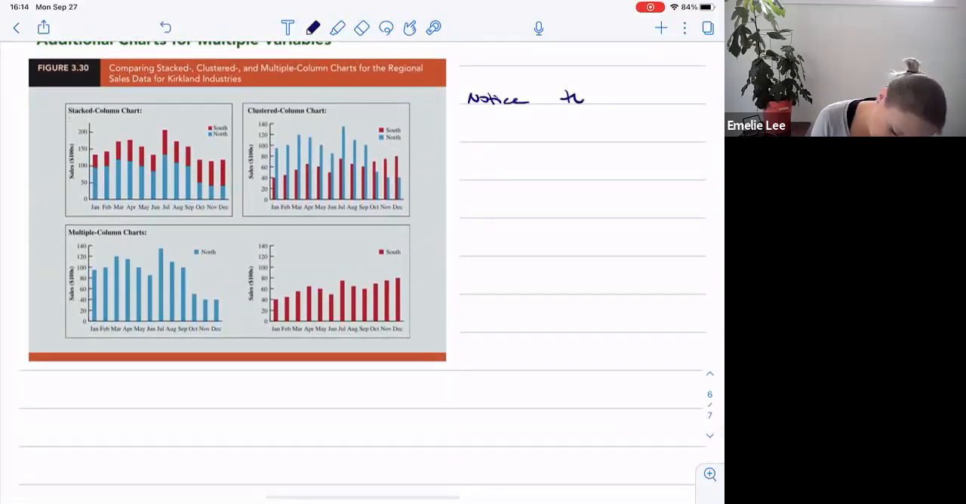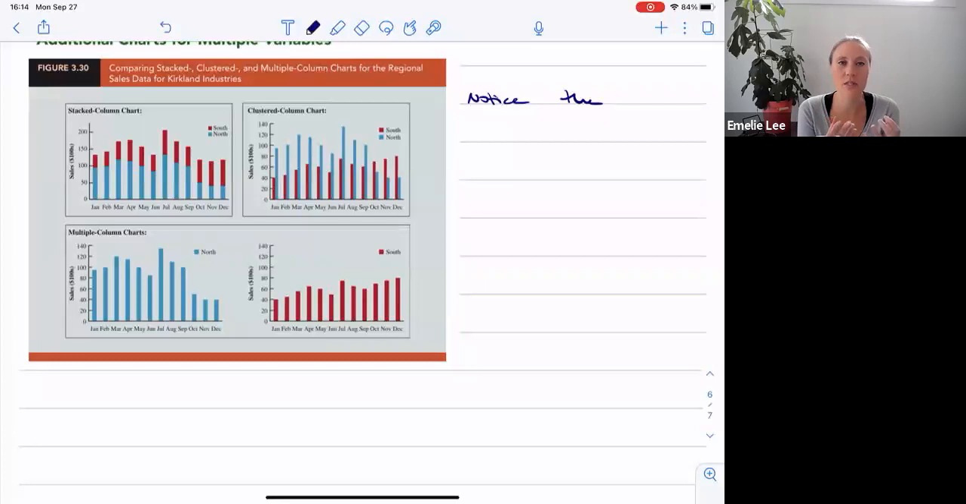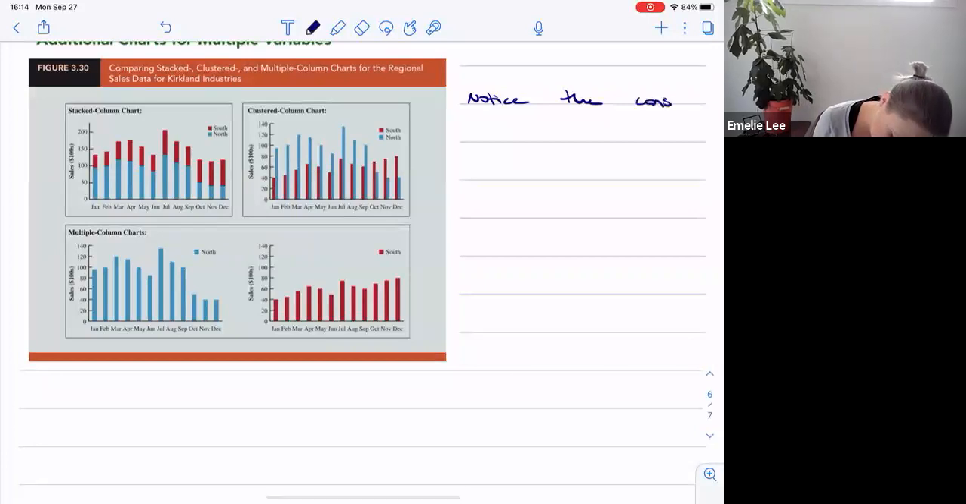Okay. So here I do want to make a note. Notice the consistent color scheme. That's going to be really important. So if the south is red and the north is blue, you don't want to be changing that halfway through your analyses, right? So you're going to set up your legend essentially at the beginning of your analyses and stick with those colors throughout, right? And so you want to pick colors that are complementary, but also distinct, right? And so notice the consistent color scheme.